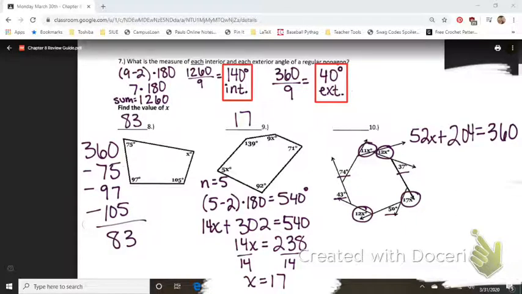Then again, we just need to solve for x. So 360 minus 204. And then we divide by 52. We should get that x equals 3. All right, again, pause it here if you need more time with these problems. I'm going to move on.